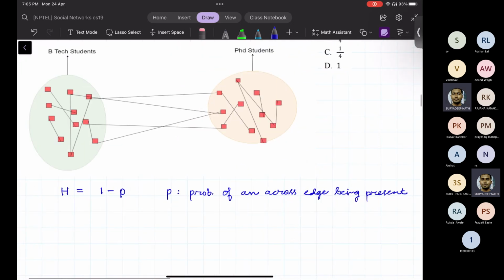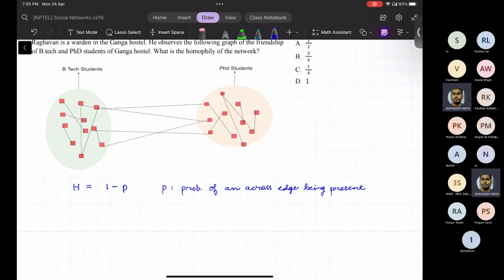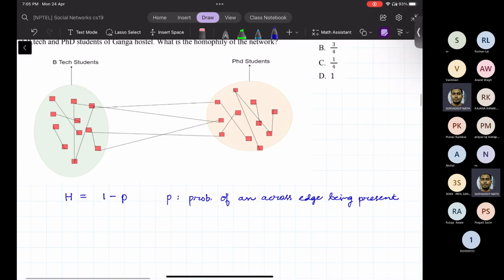So higher the probability of friendship between BTech students and PhD students, lesser is the homophily. Homophily is basically the measure of how well birds of same feather are connected. So how well BTech students are connected among each other, or how well PhD students are connected among each other. If the homophily was high, then there would be more connections among BTech students and among PhD students than connections across them, and a low homophily would signify that there are more connections across than among the students.